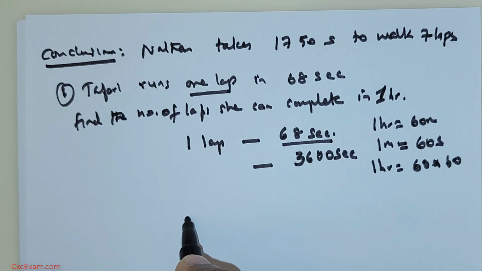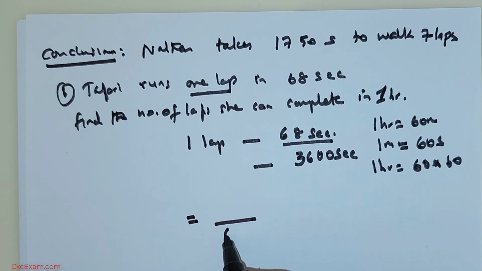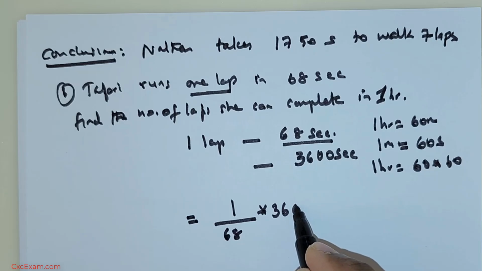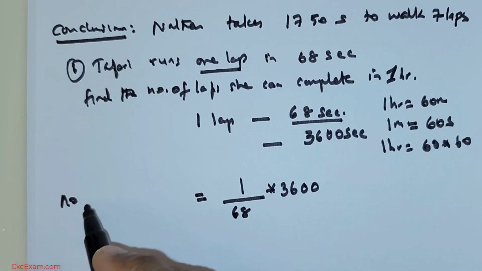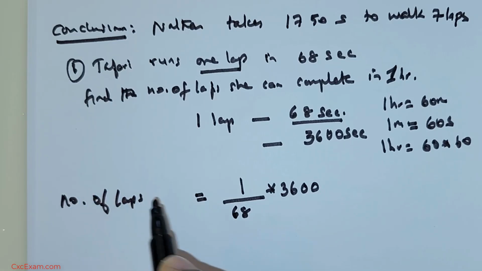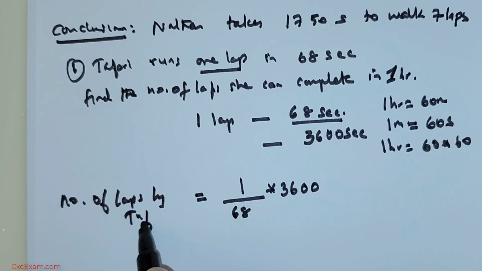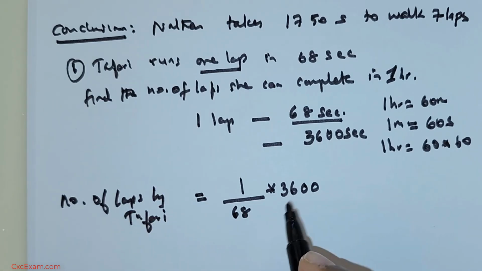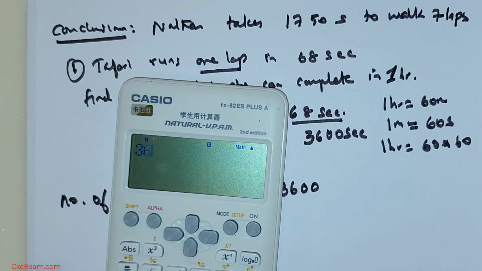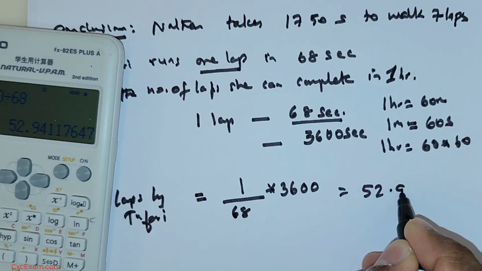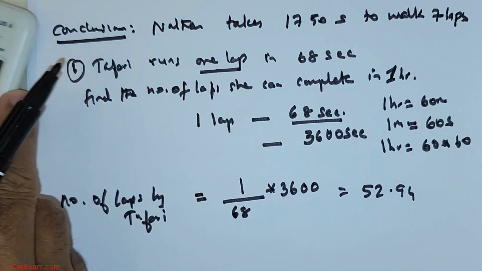So let me show you the setup. In 68 seconds, Tafari is completing 1 lap. So I want to know what happens in 3600 seconds. So that is the setup. On the left hand side, you are going to have number of laps by Tafari. So what we have to do here is use a calculator. 3600 divided by 68, and that is going to be 52.94.